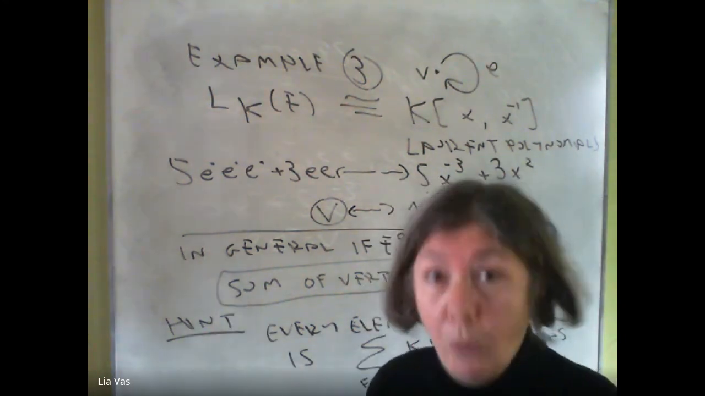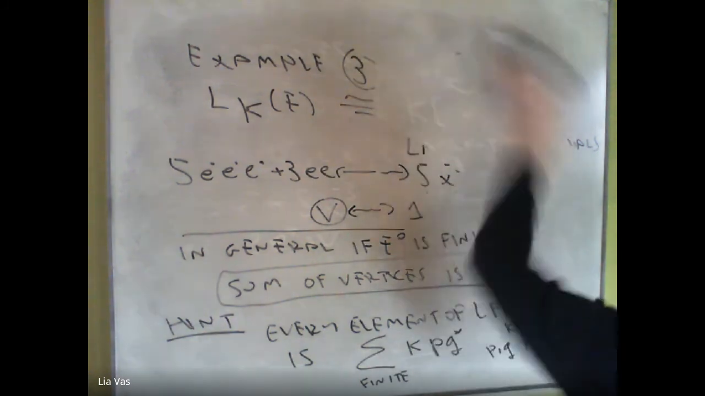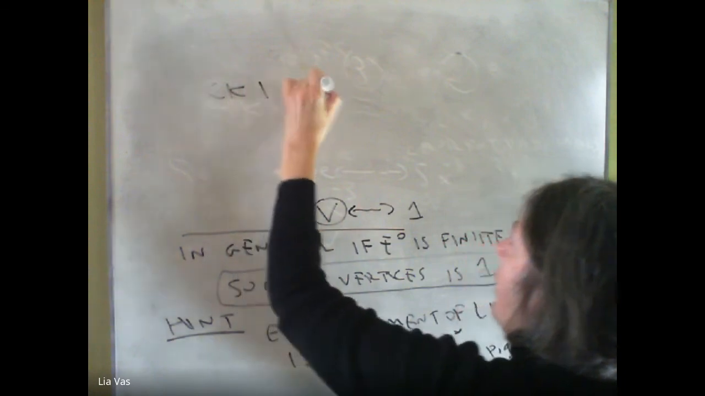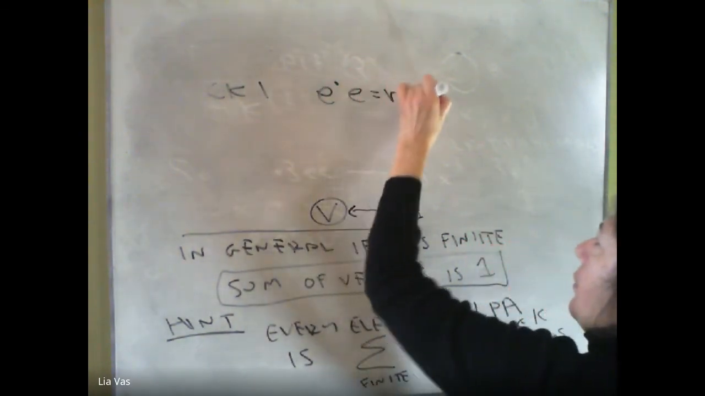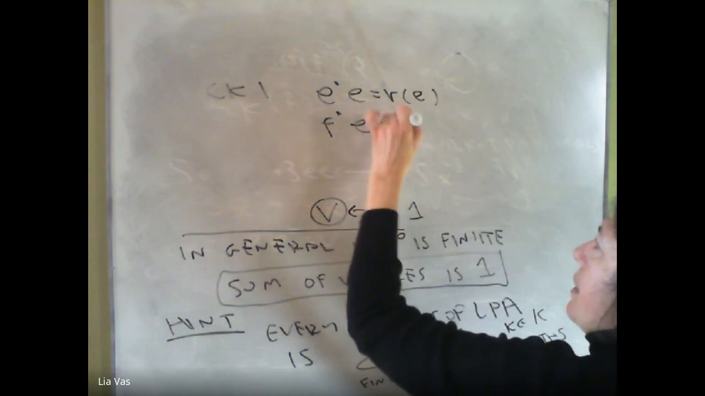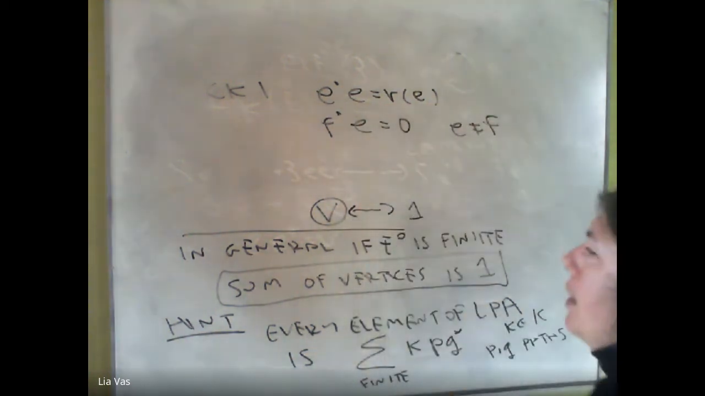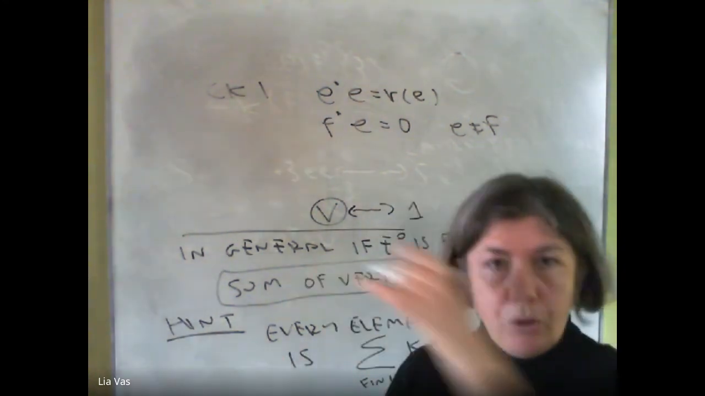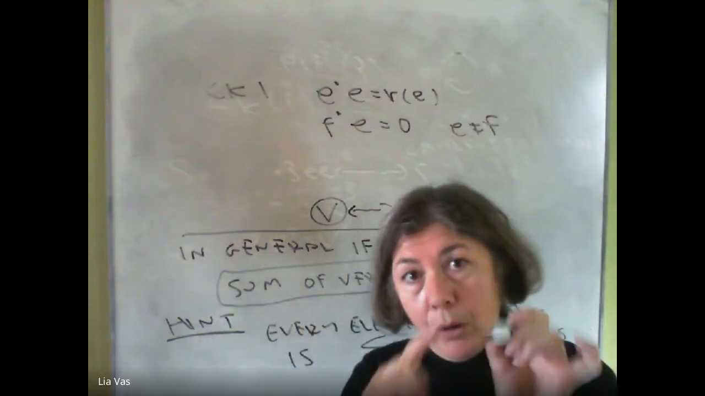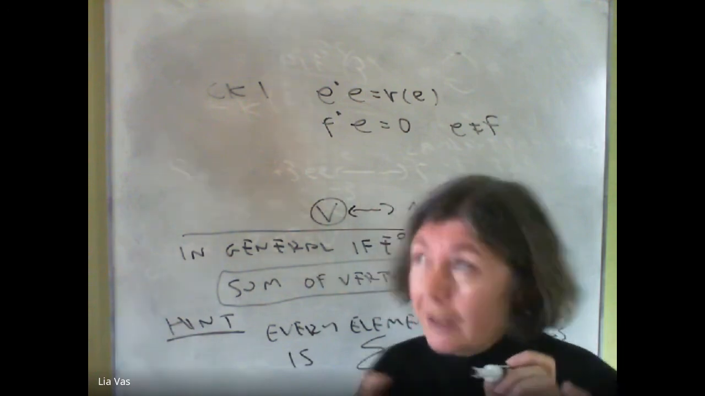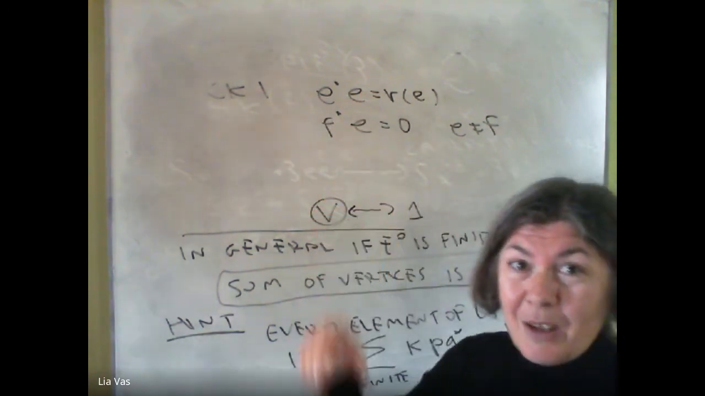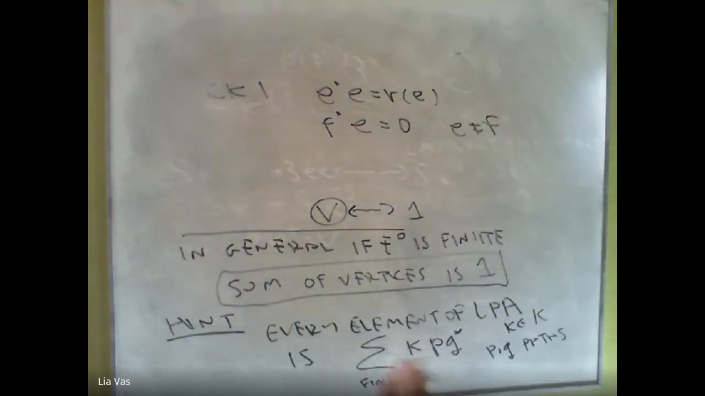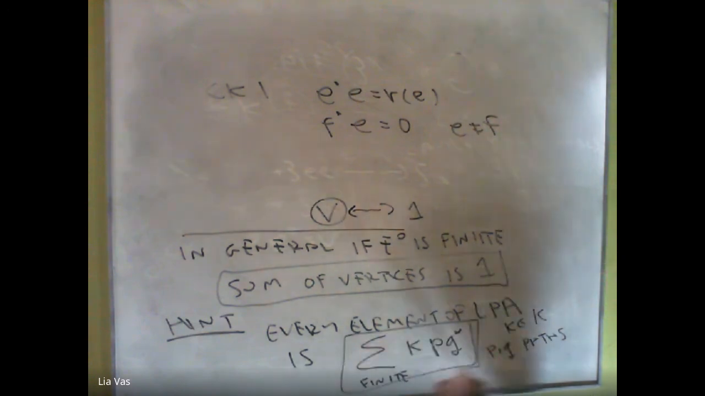Because of CK1. Let's give one last glance to CK1. CK1 tells you that E star E is the range of E, and F star E is 0 if E is not equal to F. Using that axiom, you can push ghosts to the back, because if a ghost comes before a non-ghost, that's how you get rid of it. So you will always be able to push ghost edges to the back. This is how a typical element of your Leavitt path algebra looks.